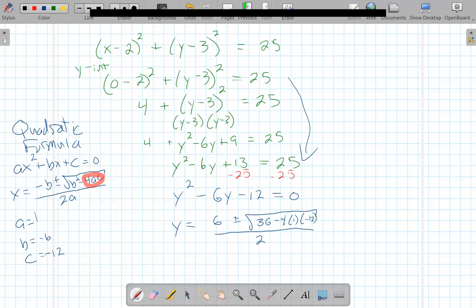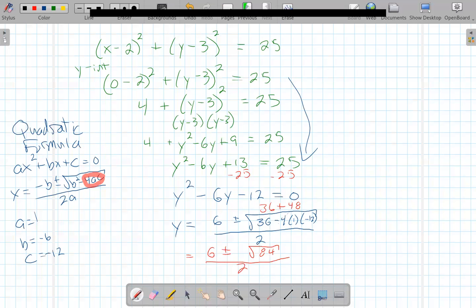So really what I have right there is 36 plus 48. Okay, so this simplifies a little bit. I get 6 plus or minus the square root of 36 plus 48, what is that? 8 and 6 is 14, carry the 1, 84. I get the square root of 84 all over 2.